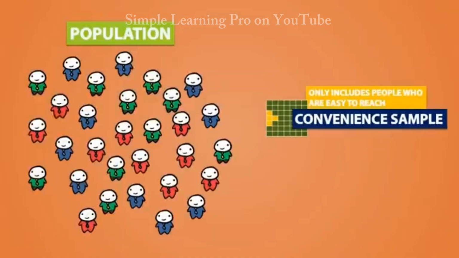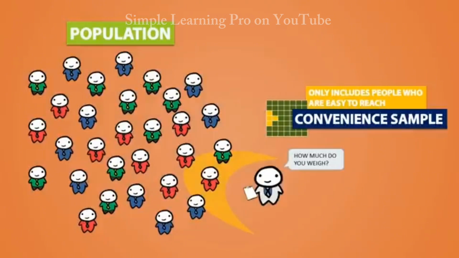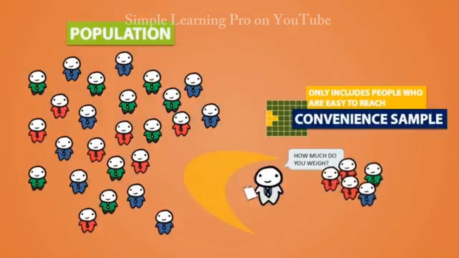If this is our population and a researcher comes along to interview people, then he would only talk to the people that are closer to him to be part of the sample. This is a biased sampling method because not everyone in the population has an equal chance of being part of the sample. Only people that are convenient to the researcher will be interviewed.